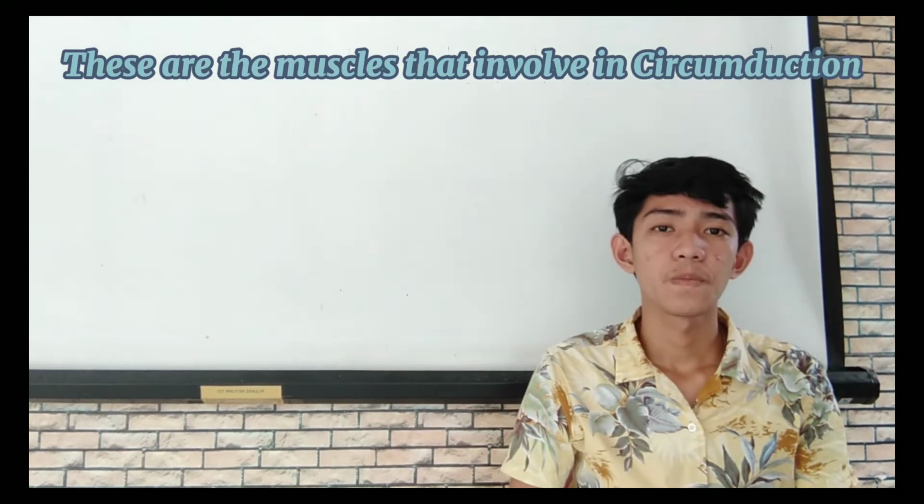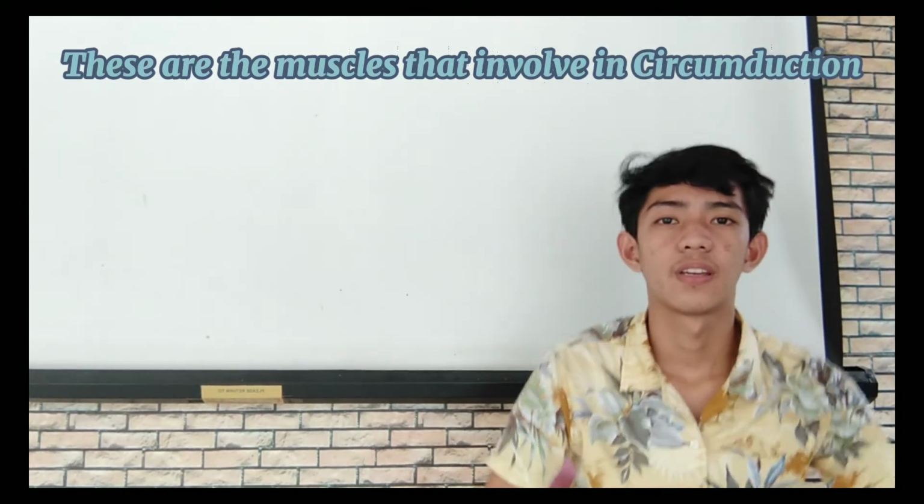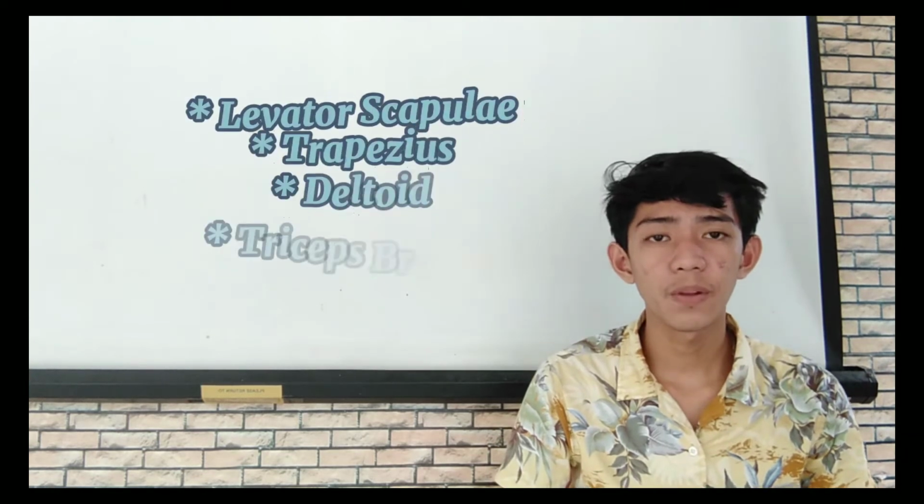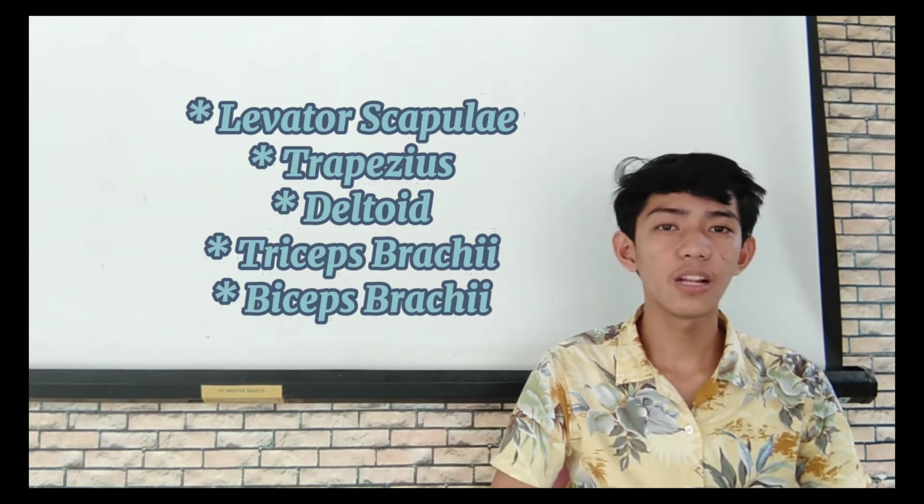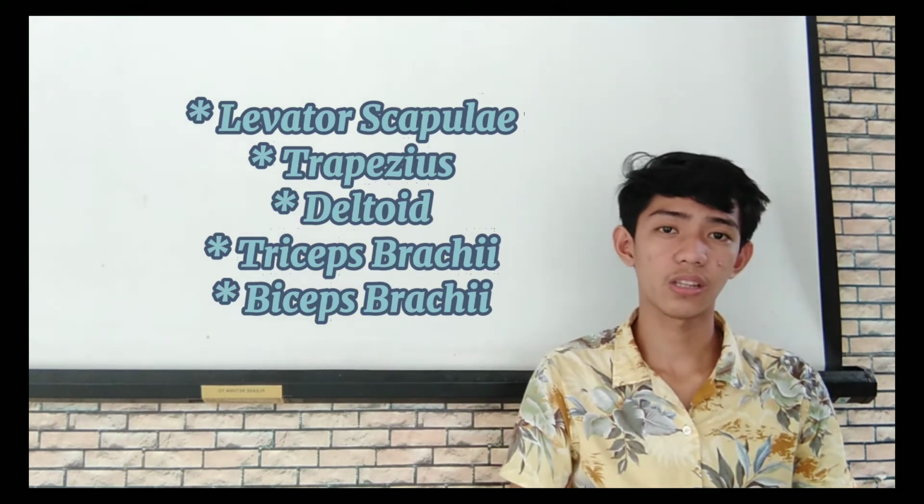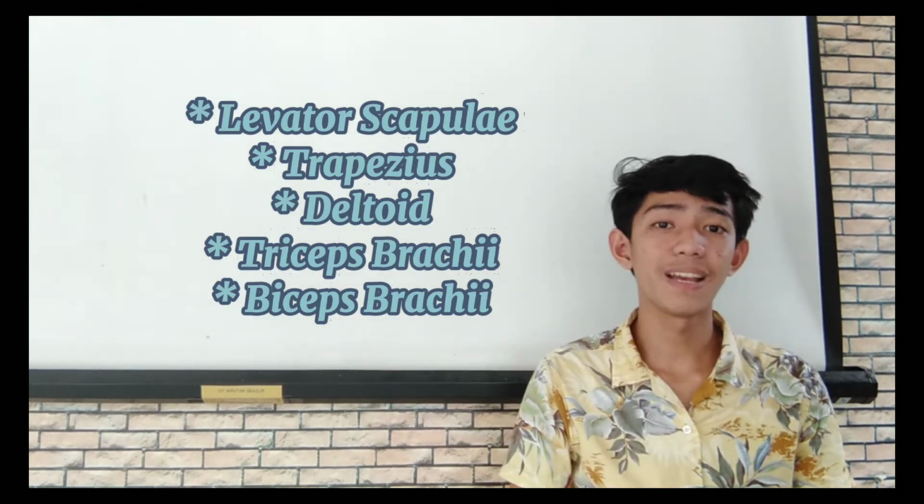And these are the muscles involved in circumduction: Number 1, levator scapulae. Number 2, trapezius. Number 3, deltoid. Number 4, triceps brachii. Number 5, biceps brachii.